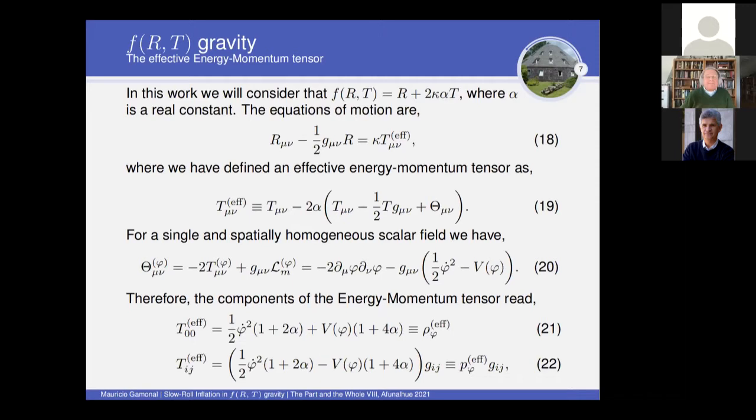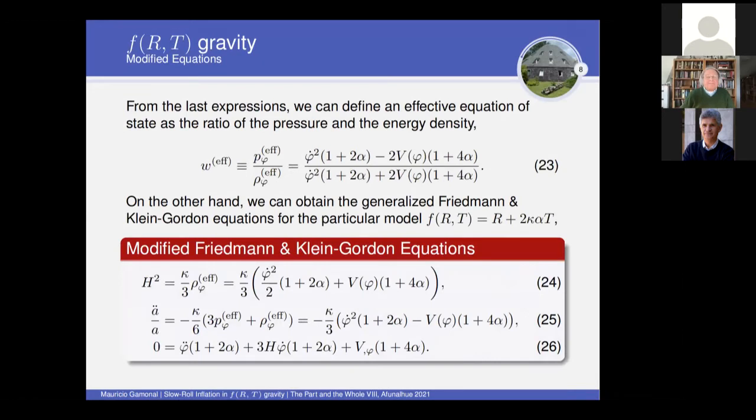We can also define the effective energy density and an effective isotropic pressure, in the same way we do it for the scalar field. We can also define an effective equation of state, dividing the pressure by the energy density, and we see some similarity with quintessence. Following the same procedure as in standard general relativity, we can obtain the Friedmann and Klein-Gordon equations, which are given by equations 24, 25, and 26.